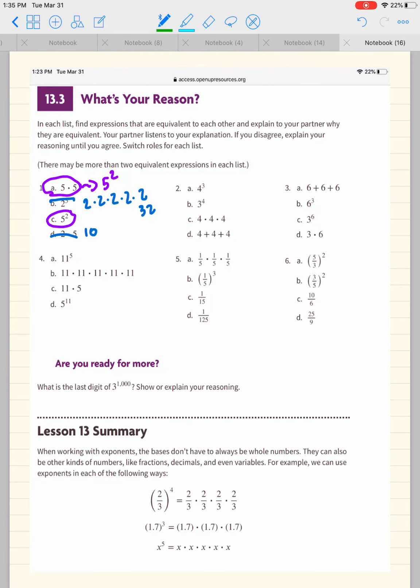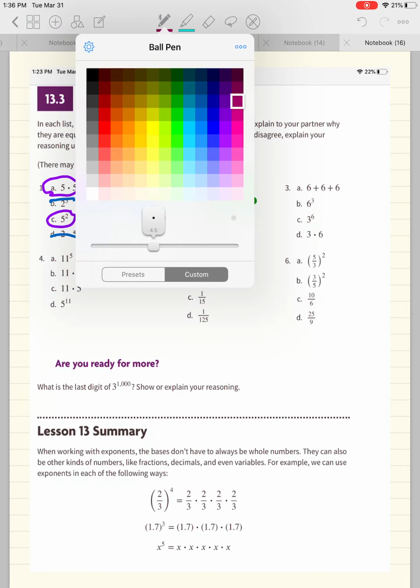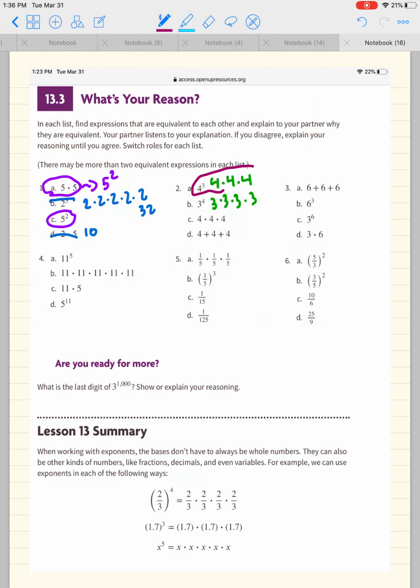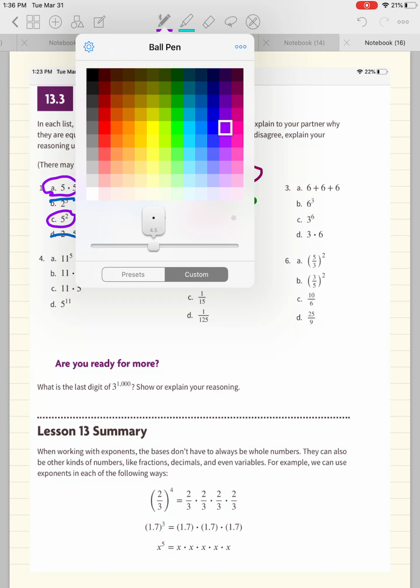All right, number 2. We have 4 cubed, 3 to the 4th power, 4 times 4 times 4, and 4 plus 4 plus 4. So I'm going to take 4 cubed, and I'm just going to write out what that is going to equal. Because it's 4 times itself 3 times, I'm going to write out what 3 to the 4th power is equal. Alrighty, so here we can see we have a perfect match with A and with C. Now let's look at C and D.